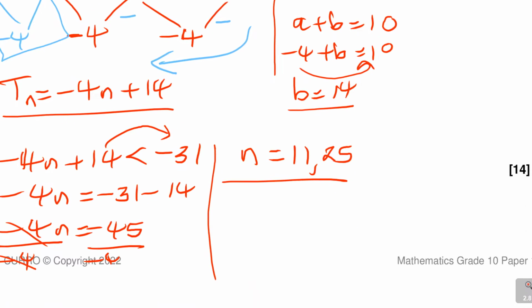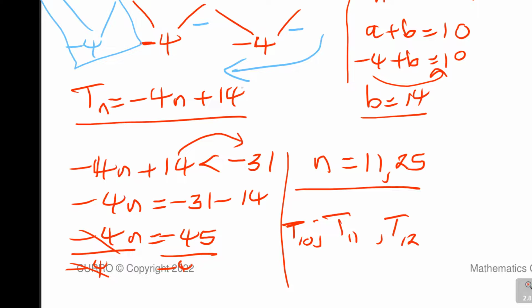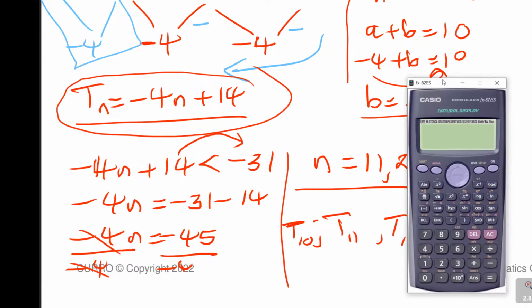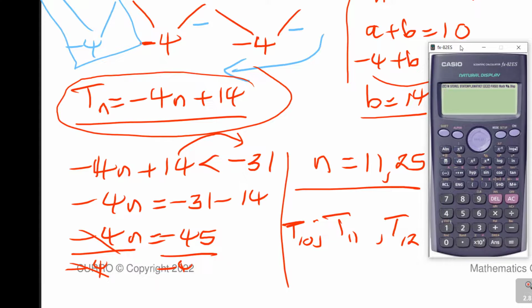So you play around here. So you have got 11.25. Let me write it properly. You test it. Test T11. You can test T10, T11 or T12. You take a calculator now and you test it here. You understand? So let's start with T10 to see which term has a value less than what? Less than negative 31.